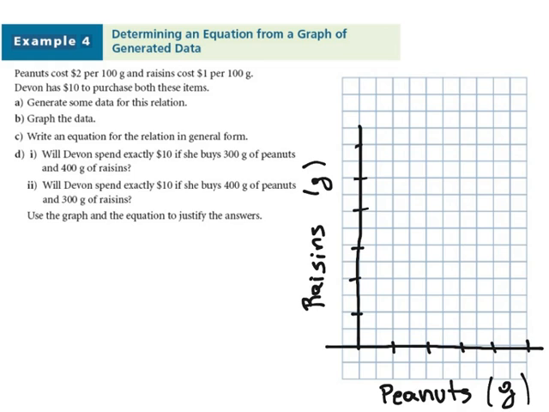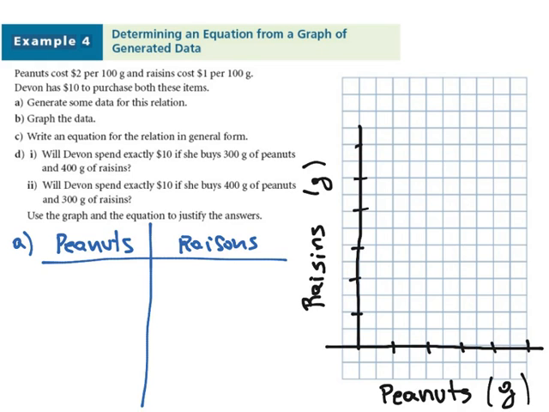And our last example. In this example, we'll determine an equation from a graph of generated data. So peanuts cost $2 per 100 grams, and raisins cost $1 per 100 grams. Devin has $10 to purchase both these items. We're going to generate some data from this relation. We're going to graph the data. We're going to write an equation for this relation in general form. And then we're going to answer some questions using the graph.